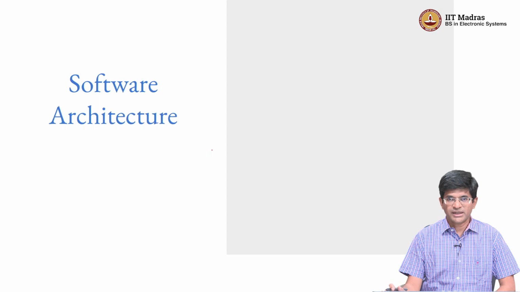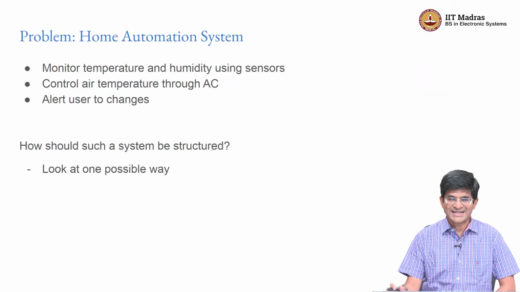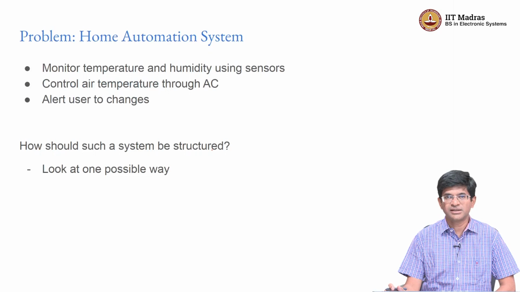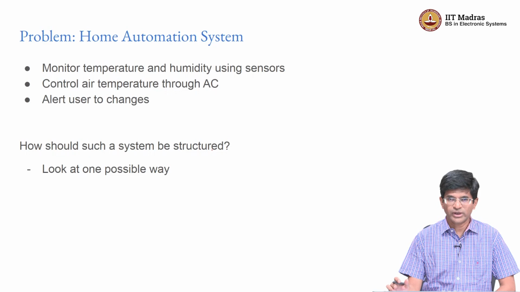So we are going to start by talking about software architecture. Now, as an example, I'm going to take a case study of a home automation system. Even though I call it a case study, the code that I'm going to show you over here is not real code. It doesn't really do anything specific. It's more illustrative. It shows the typical kind of functions and routines and the structure that you are likely to use when you develop a home automation system.